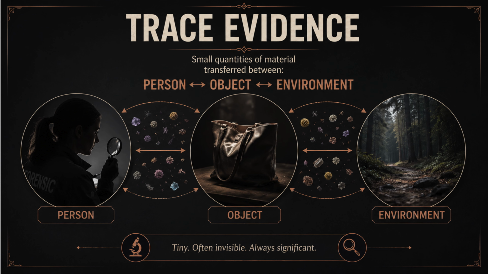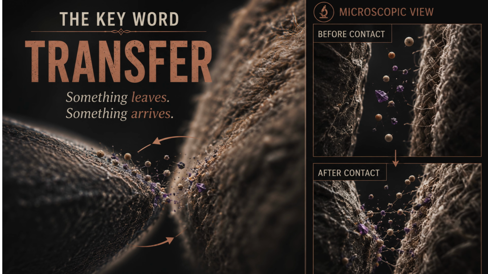Trace evidence refers broadly to small quantities of material that can be transferred between people, objects, or environments, often during contact. The important word here is transfer. Trace evidence is generally associated with materials that may be very small, sometimes microscopic, and may be easily overlooked during a crime scene examination. Common categories include fibers, hair, glass, paint, plastics, soil, minerals, botanical materials, gunshot residue, wood fragments, cosmetics, and other small transferred material.